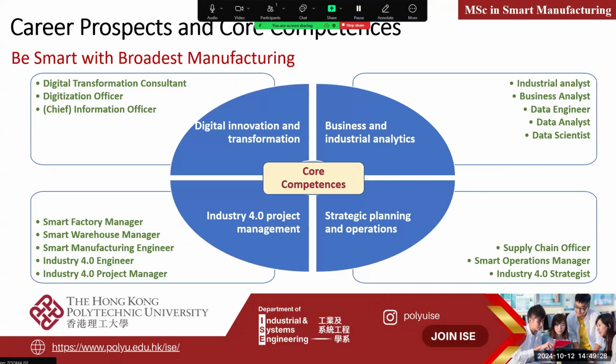So in the future, this is core competence. We categorize 4 directions. For example, you're doing more for the digitization perspectives and do more in business and industrial intelligence to be a data analyst or data scientist, or also to do more strategic planning and operation to be an Industry 4.0 strategist, or also a project manager who knows how to operate smart factories. So this is maybe your future career after your graduation from this program.